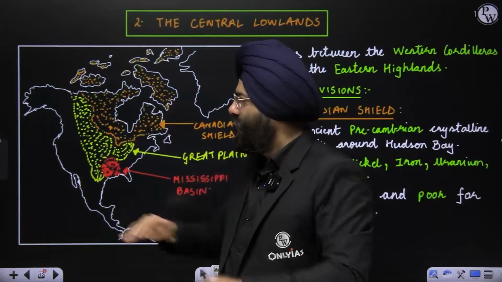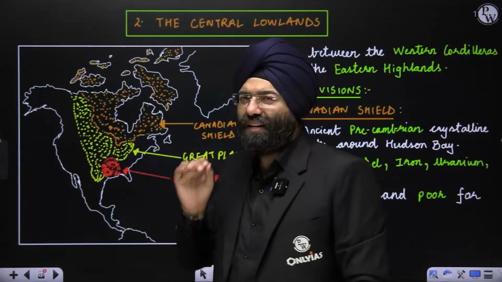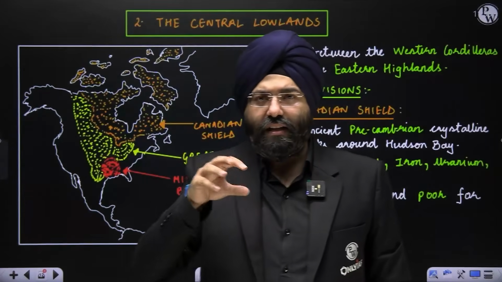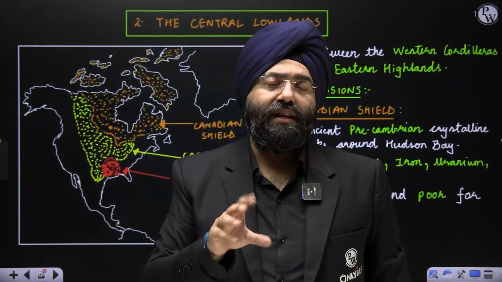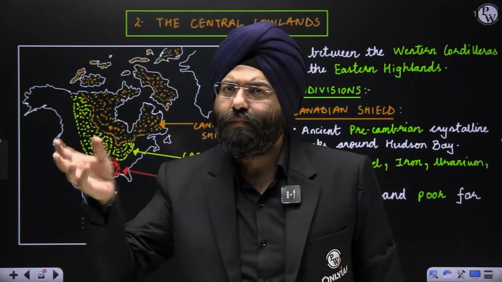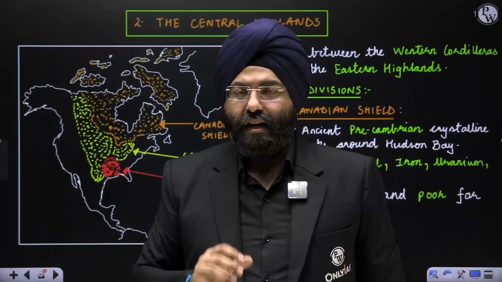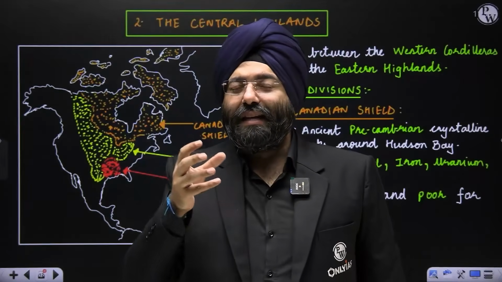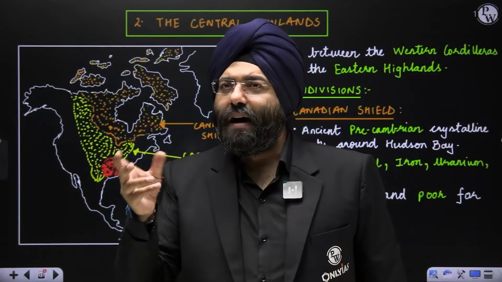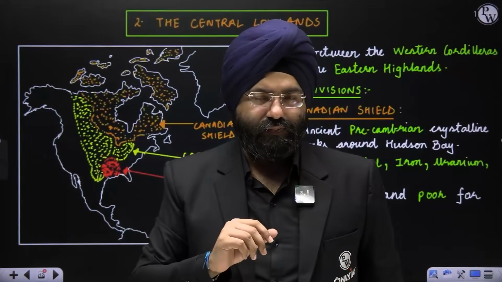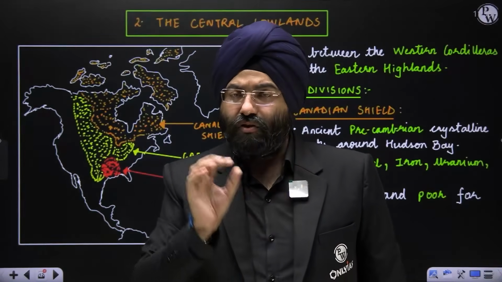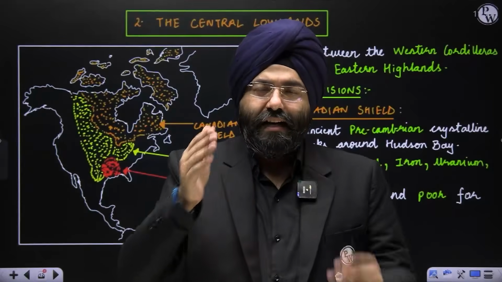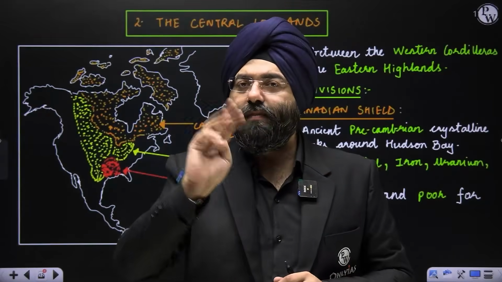Between them are the central lowlands. Now please understand this classification, where what basically makes up the central lowland is very debatable, because various books have mentioned various things. For example, the Canadian Shield is not considered part of the central lowland in certain books, but I am following strictly the NCERT. So that is why it mentions that the central lowland comprises three parts.